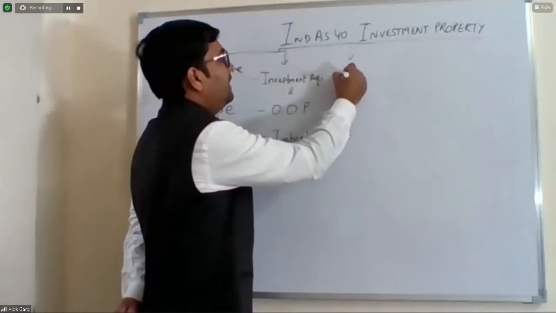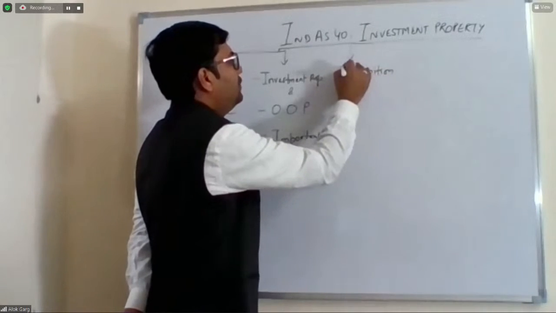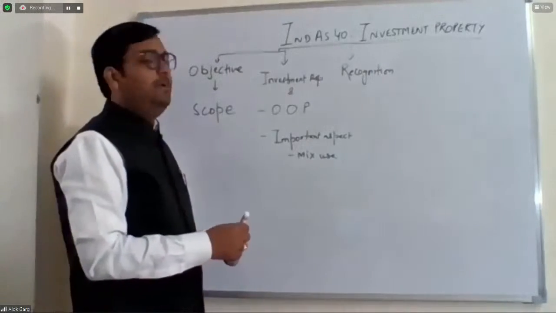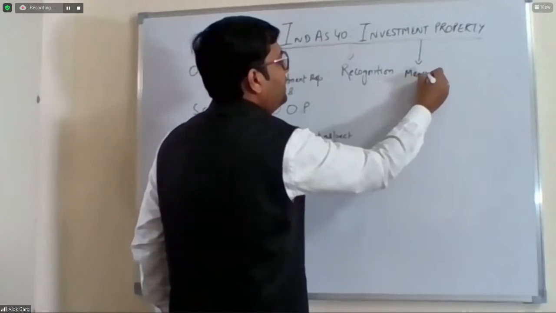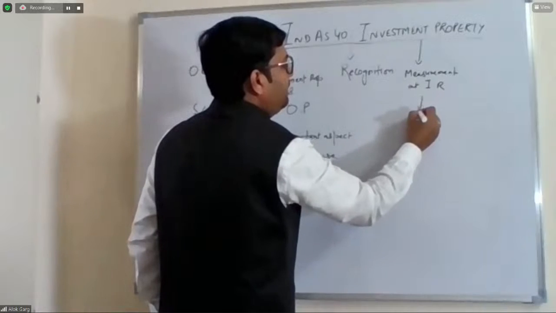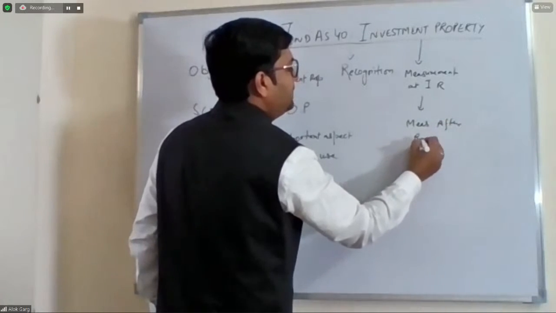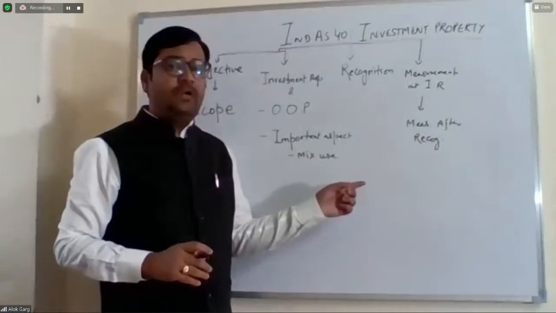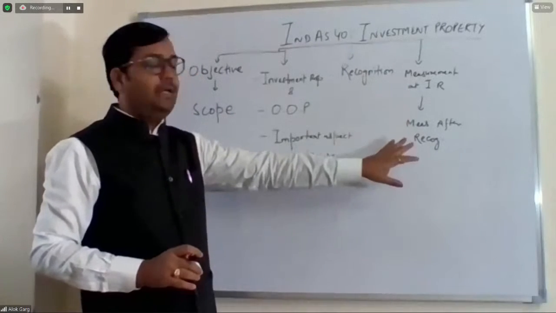Then we will be discussing the recognition part, when an item will be recognized as an investment property. And while discussing the recognition part, we will be discussing the measurement part, measurement at initial recognition and measurement after recognition. I mean to say subsequent measurement. So you are familiar with these terms because I have already discussed these terms in IndAS 16. Measurement at transaction date, measurement at reporting date.